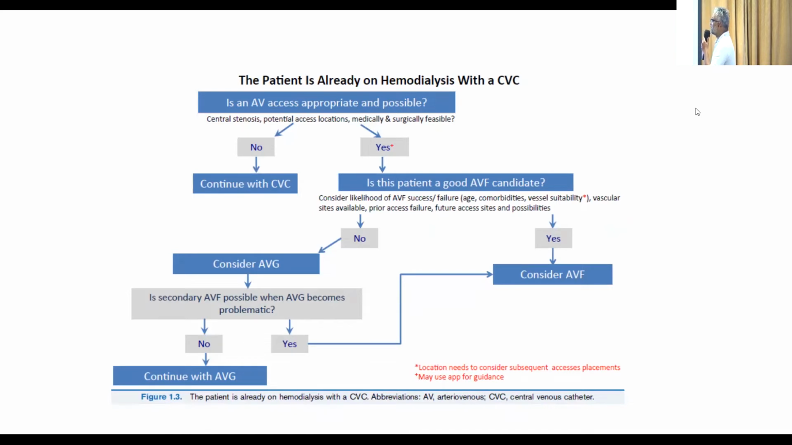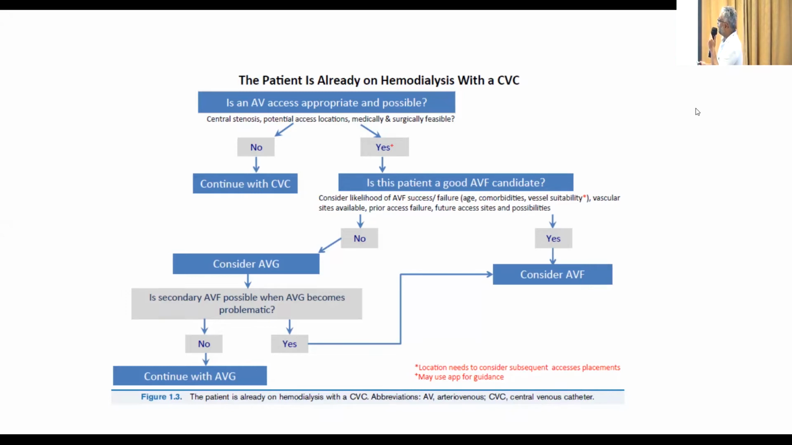Our patients have already been started with a CVC, right? Most of our patients in this country, let me say 80 to 90%, start with a CVC, unfortunately, because many of them are crash starts. Many of them, lethargy. There's a huge topic again, why these patients don't start with fistulas: lethargy of nephrologists, not appropriate referral to a vascular surgeon to do the fistula.